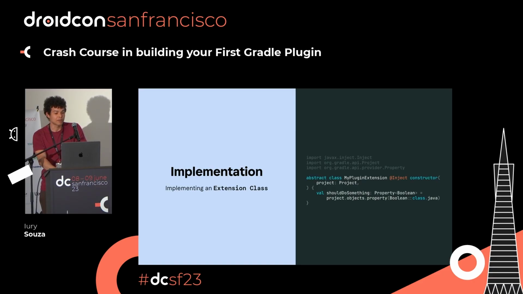So this is how you can implement one. It's a very simple example. Let's go over each step first. First of all, it needs to be an abstract class. The reason is that you're going to define this class, and when you compile the plugin, Gradle is going to do a bunch of stuff there to configure it. That's why it needs to be abstract, so Gradle can expand on it.